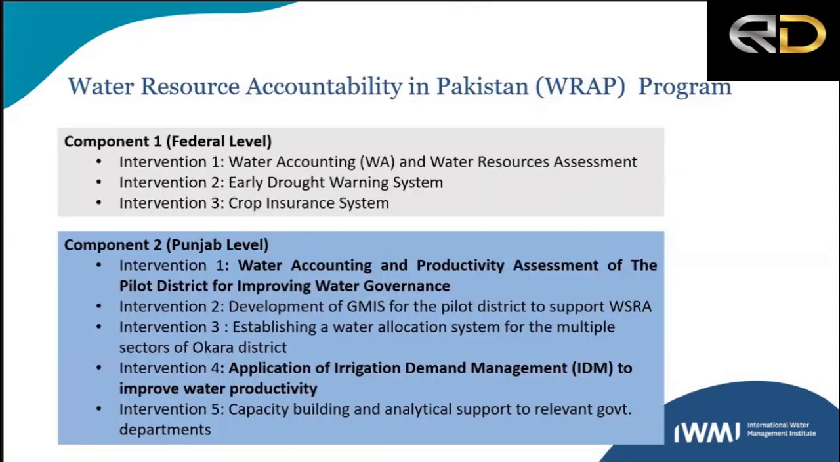A little bit more detail on that is that there are a series of interventions that are in process in this project. They include water accounting and water resources assessment, early drought warning systems, and crop insurance systems. These are at the federal level. The ones that we will be providing some support for will be the first intervention in Punjab, which is water accounting and productivity assessment in a pilot district. That pilot district is Okara. The other one is intervention 4, where the application of irrigation demand management to improve water productivity. Actually, we will be looking at the economic consequences of different kinds of irrigation management systems and use of water and things like that.